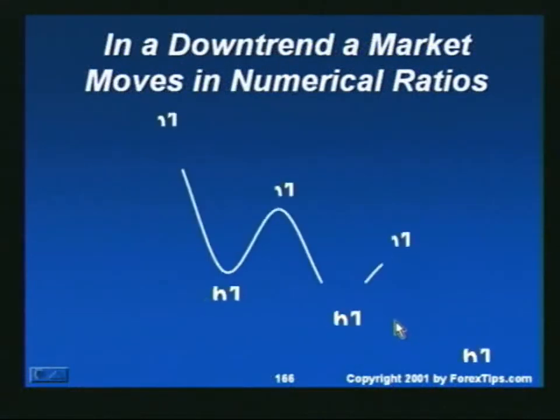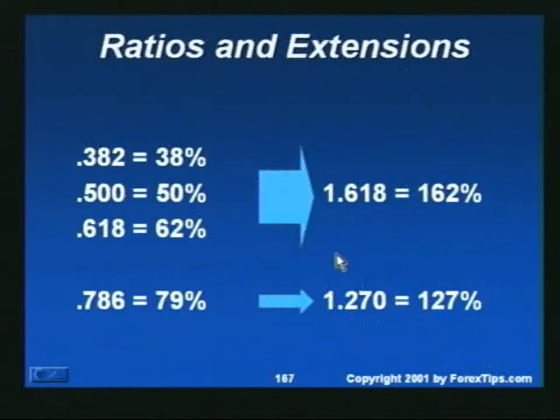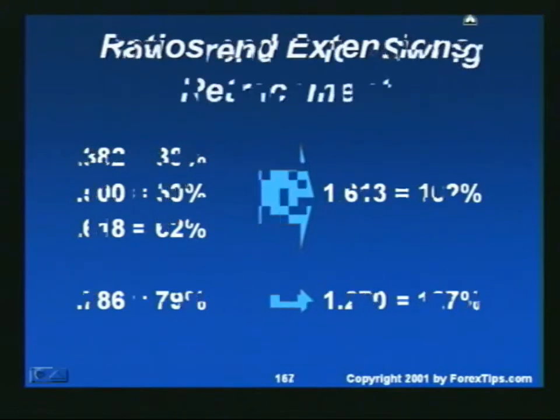Now in a downtrend, the market moves in a numerical ratio as well. Retraces back to the 618, goes to the 1.618. Then new swing starts, 618, 1.618. New swing, 1.618. There are ratios assigned to it. The 382, 50, 618 are assigned to the 1.618, and the 786 is assigned to the 1.27.